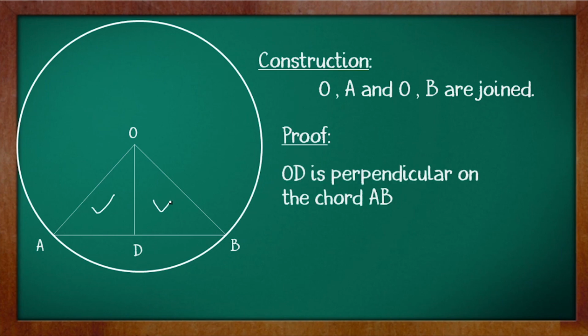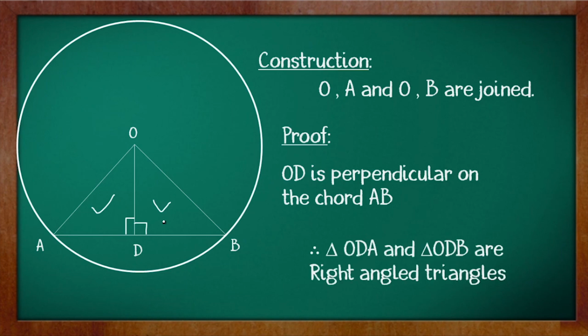Now OD is perpendicular on the chord AB. So OD is perpendicular, it is already given. That means this is 90 degree, and this side also will become 90 degree, because the total sum of a straight line should be 180 degree. So this is 90 degree on both the sides.